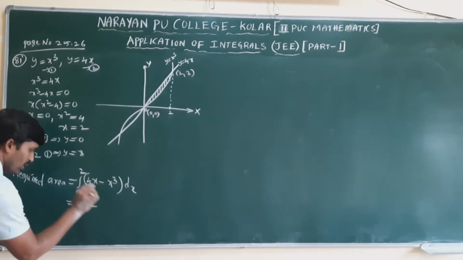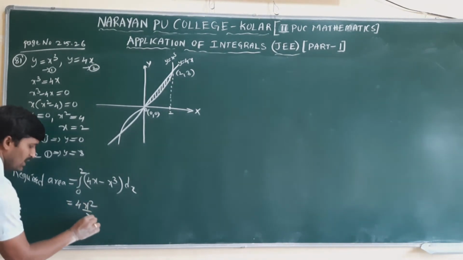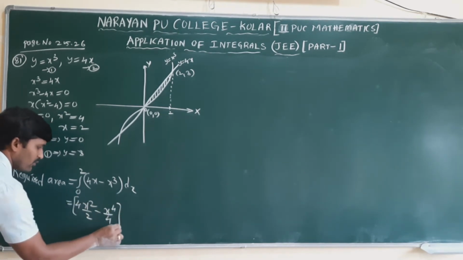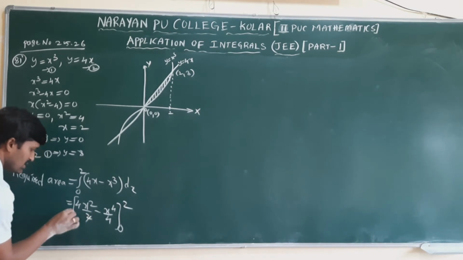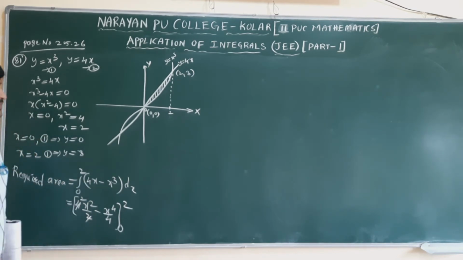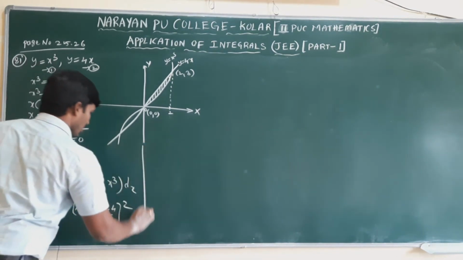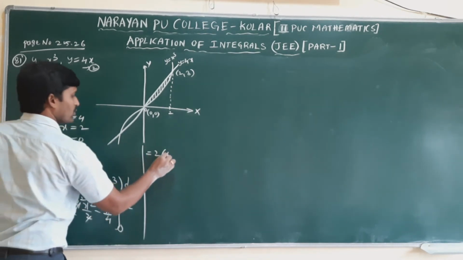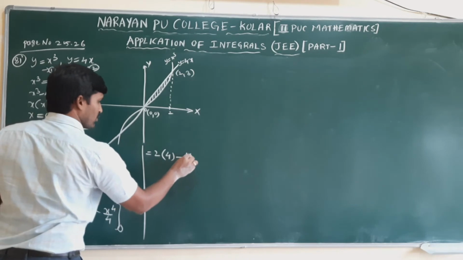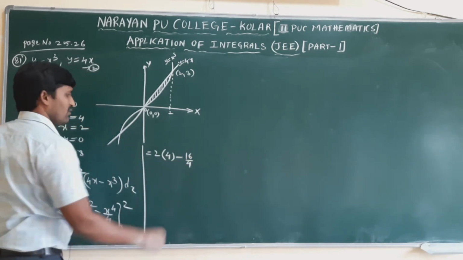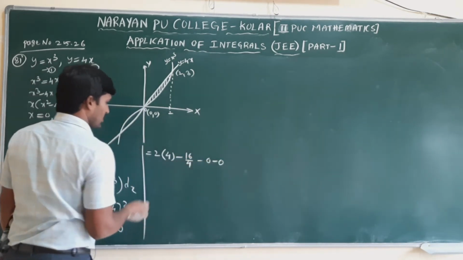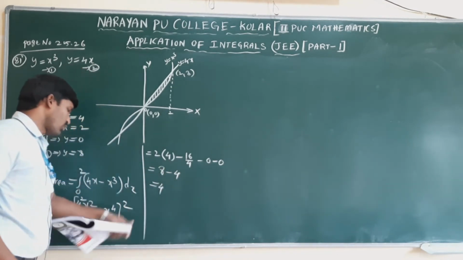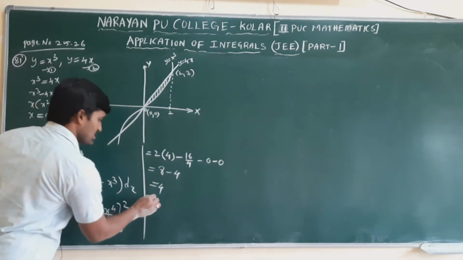Integral of 4x, x integration is x square by 2. x cube integration is x power 4 by 4. From 0 to 2. Substitute the upper limit and lower limit. 2 into 2 square, that is 8, minus 2 power 4, 16 by 4. For the lower limit both are 0 only. 8 minus 4, that is 4 square units. That is option C is the correct one.